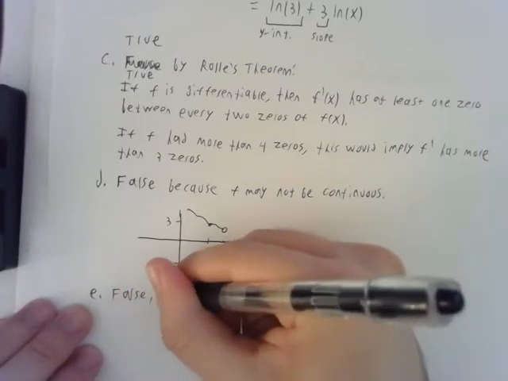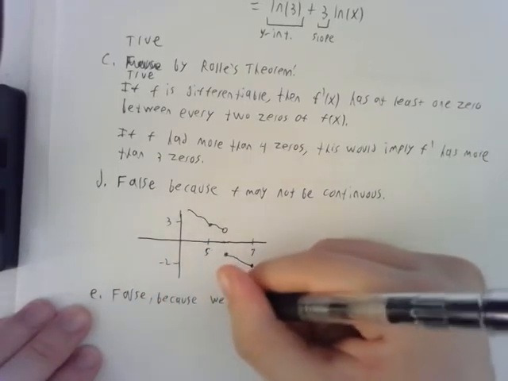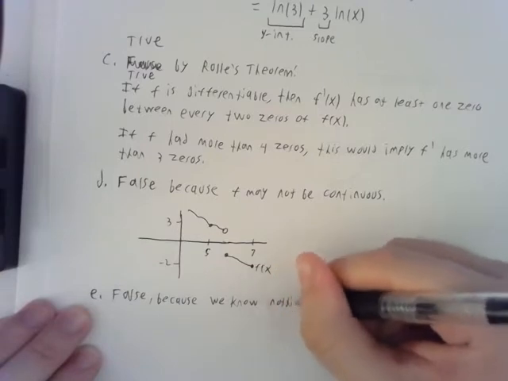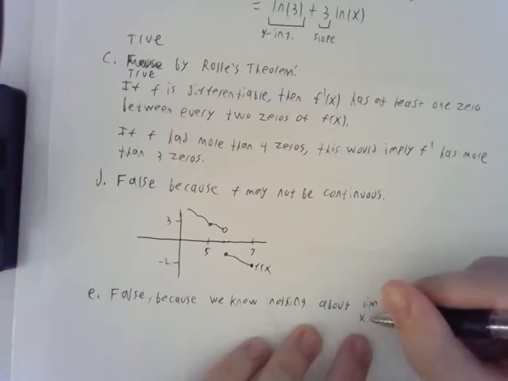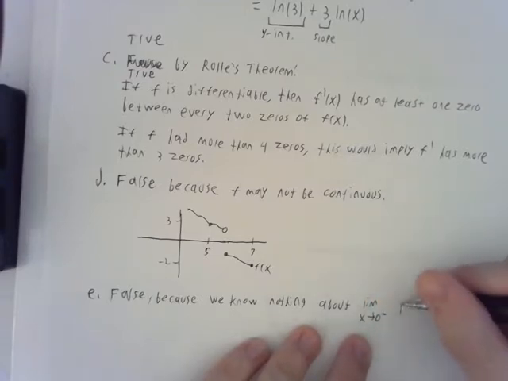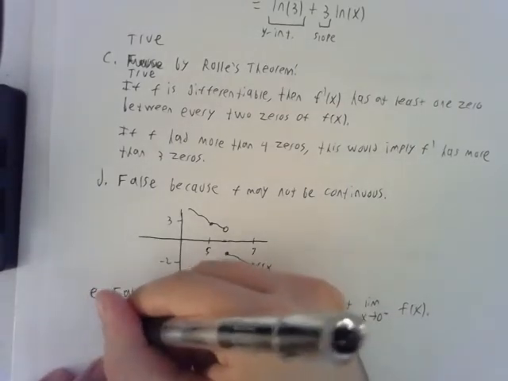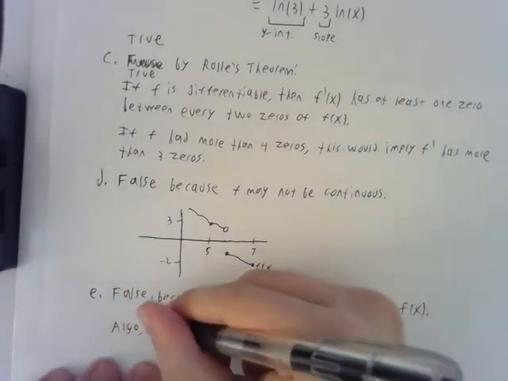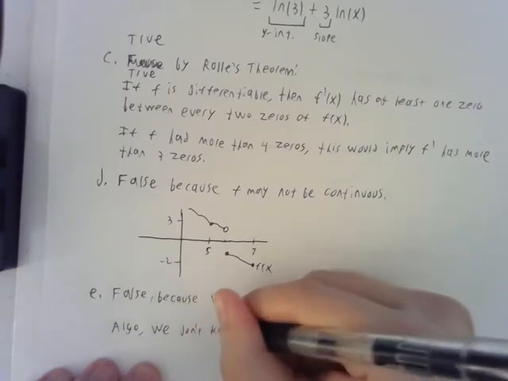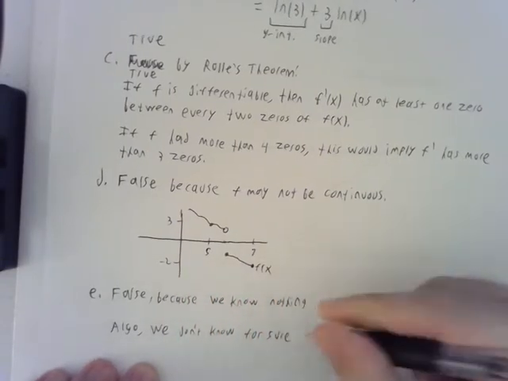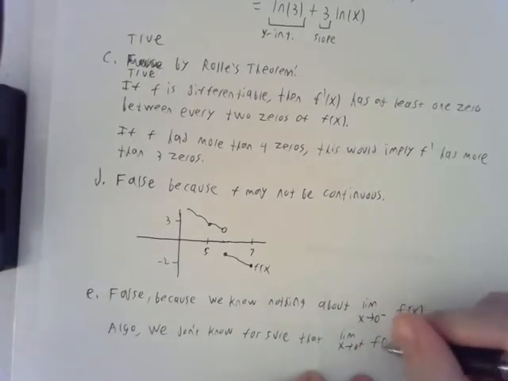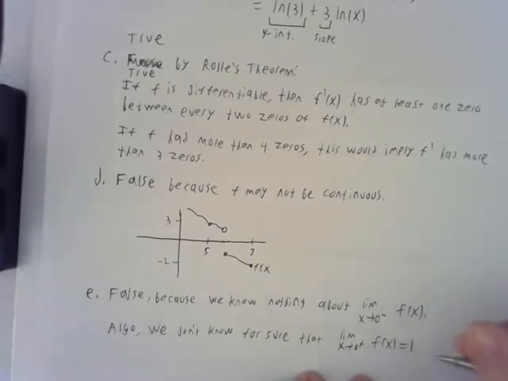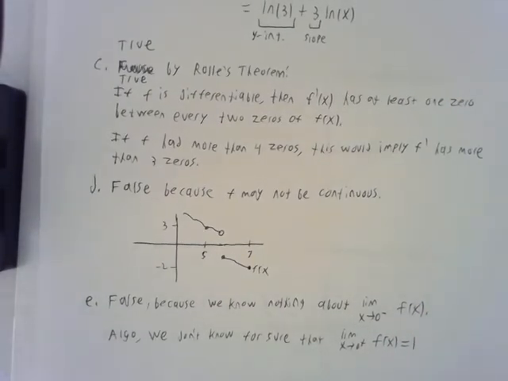because we know nothing about the limit as x approaches 0 from the left of this function. Also, we don't know for sure that the limit as x approaches 0 from the right of f of x is equal to 1. Because we're only given some values at a set number of points, we're not given a formula for f, so we really don't know what happens.